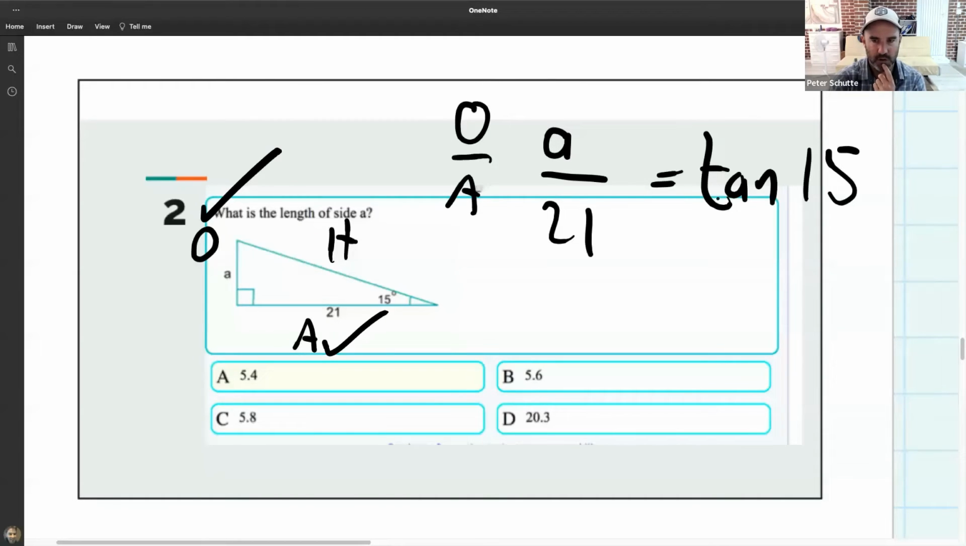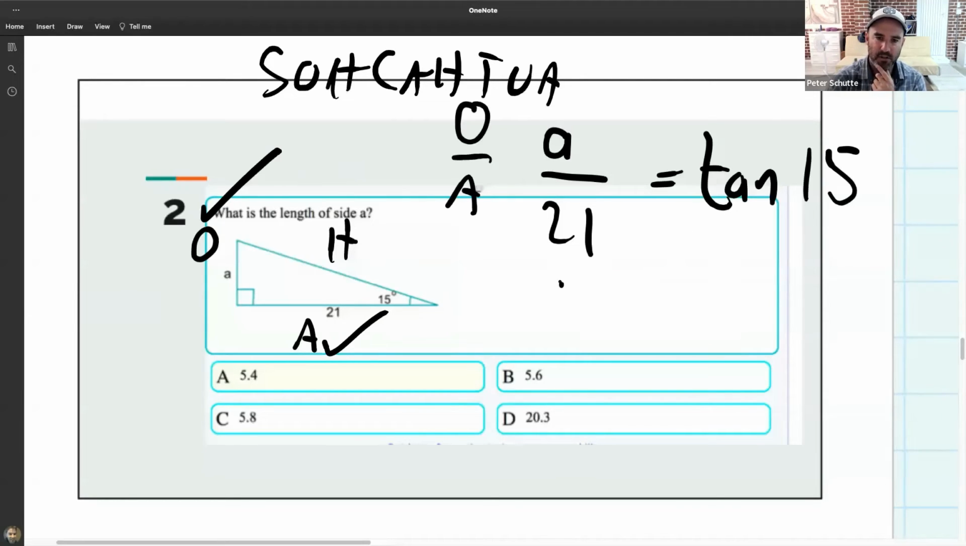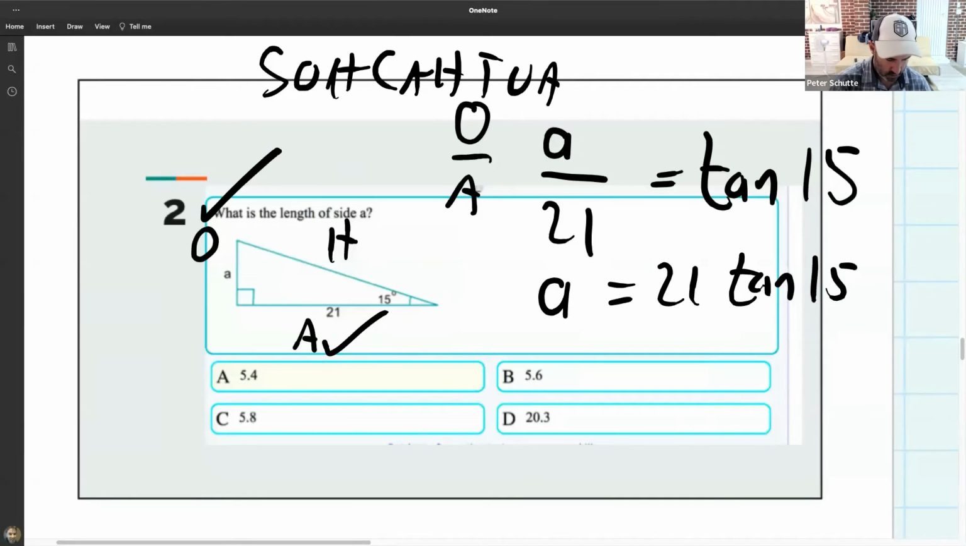So it's A over 21. That ratio that's involved is definitely tan, and the angle is 15. And then if I multiply both sides by 21, I get 21 times the tan of 15. Why is this not being nice to me? I get 5.62, which is B. Yeah. Awesome. Okay.